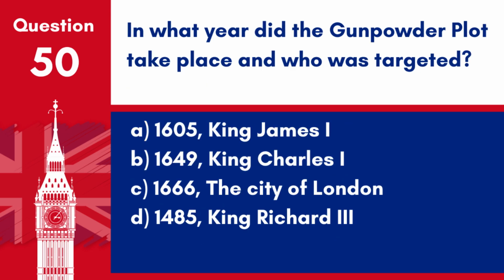Question 50. In what year did the Gunpowder Plot take place and who was targeted? A. 1605, King James I. B. 1649, King Charles I. C. 1666, the City of London. D. 1485, King Richard III. Answer: A. 1605, King James I. The Gunpowder Plot aimed to assassinate King James I and restore a Catholic monarch to the throne by blowing up the Houses of Parliament during the state opening.